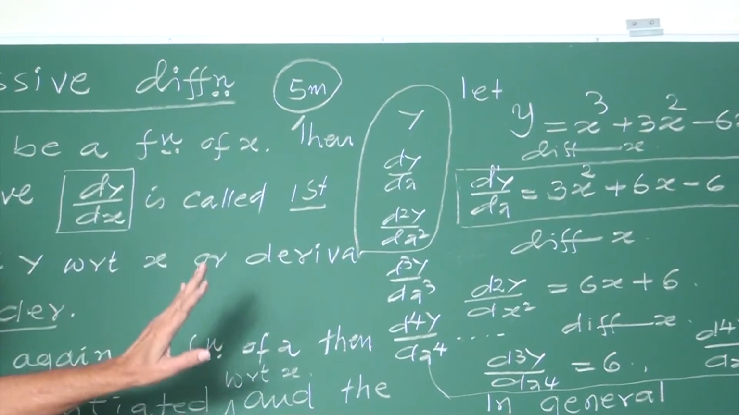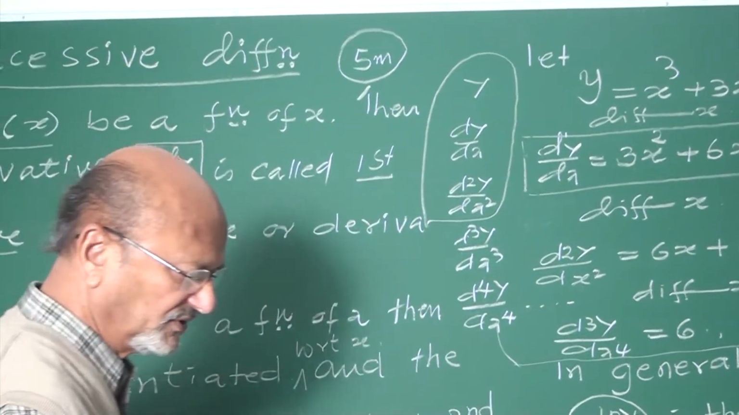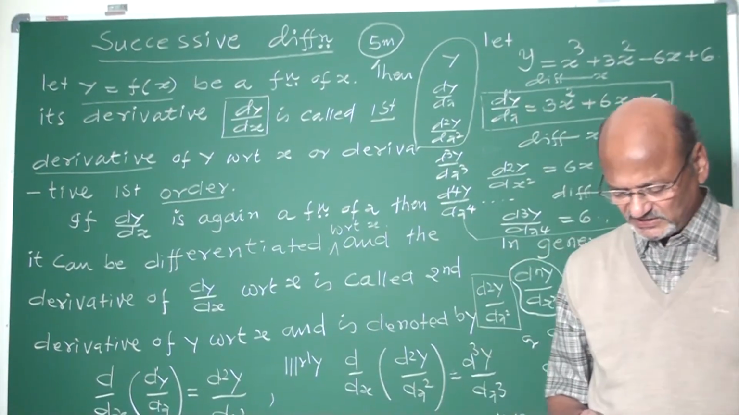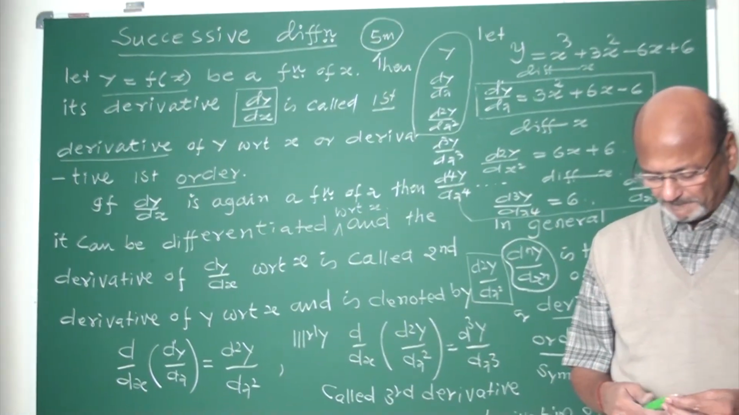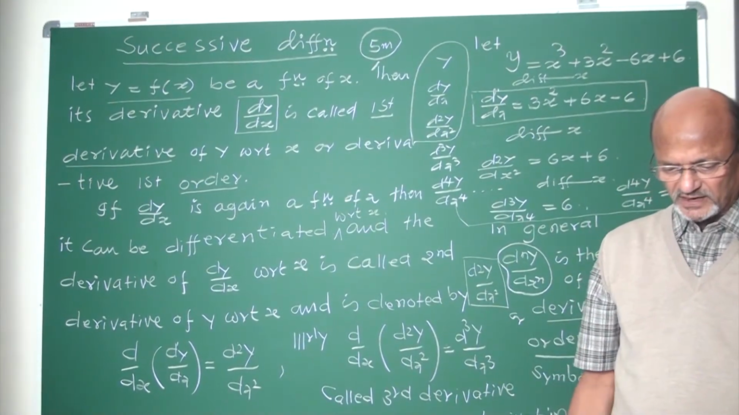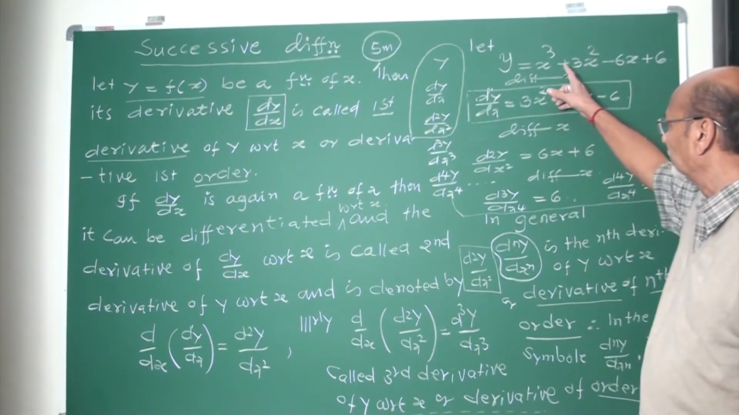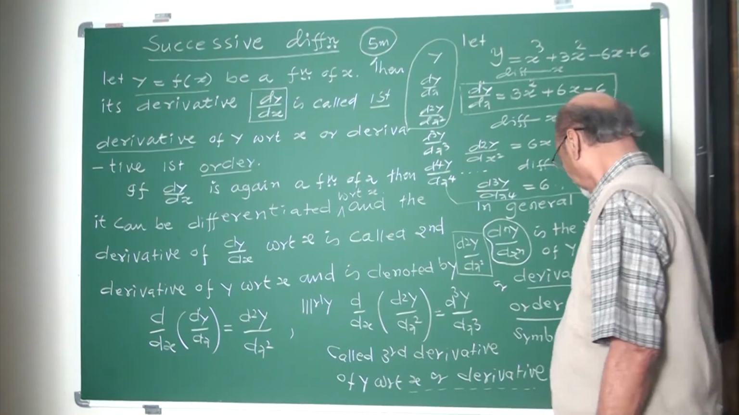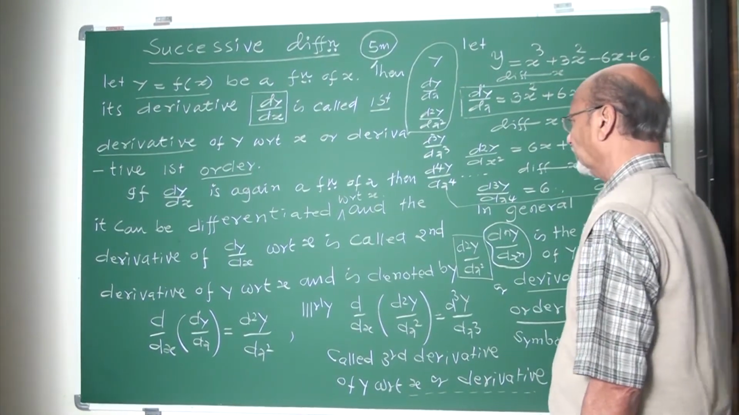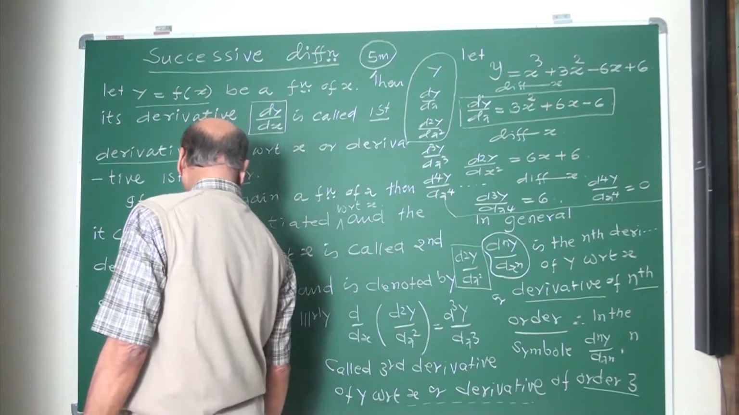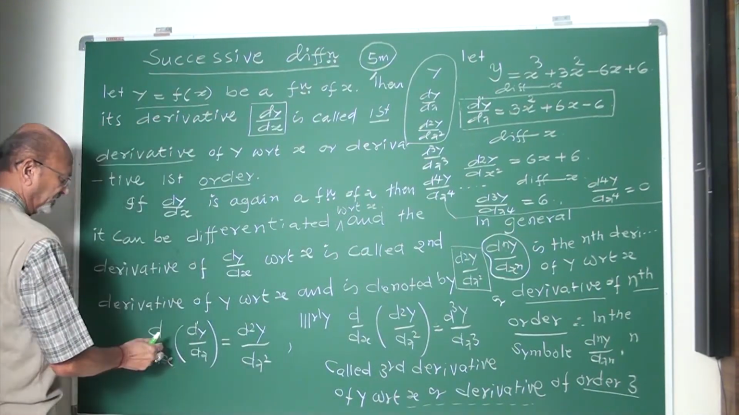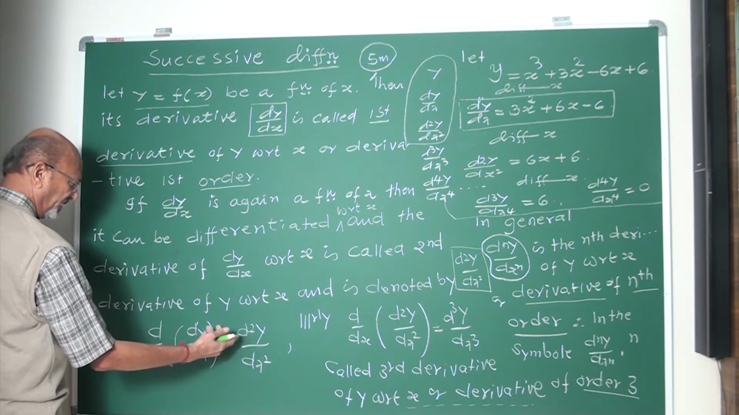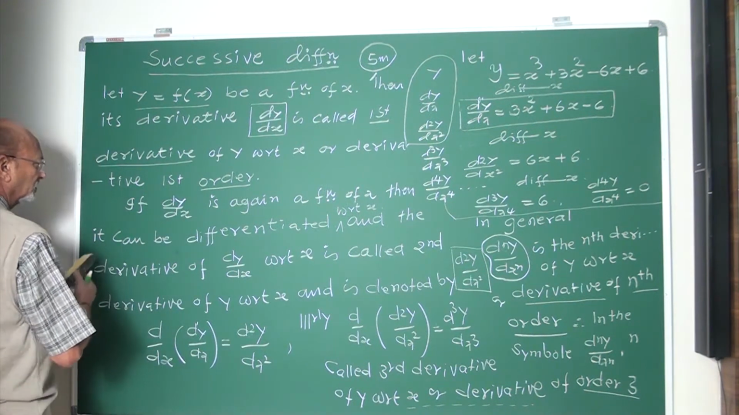This is about successive differentiation. Observe it, and next we will see. In this one example I explained how to find the successive derivatives. Remember, these are the highlights. If you differentiate the first derivative with respect to x, this is the second derivative. Remember the symbol.